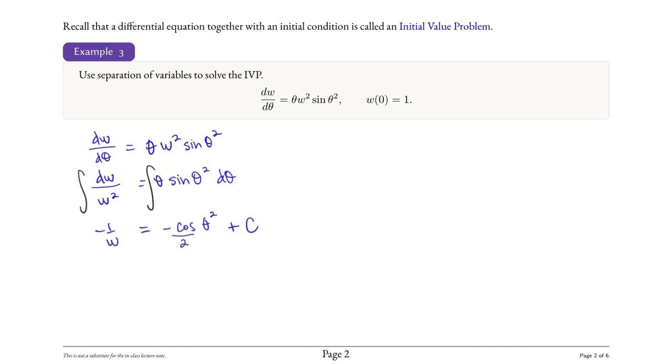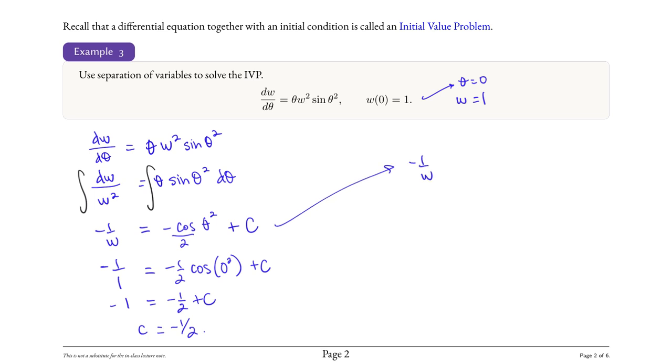The question doesn't ask for a general solution. Given the initial condition, we're going to use this initial condition to isolate c and obtain a particular solution. Minus 1 over w, but w is 1, equals negative 1/2 cosine, but theta is 0, plus c. That is, when theta is 0, w is 1. We then simplify this to get negative 1 equals negative 1/2 plus c, so c is minus 1/2.